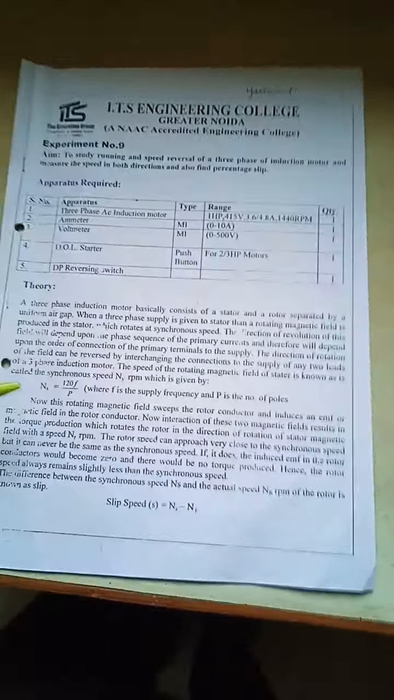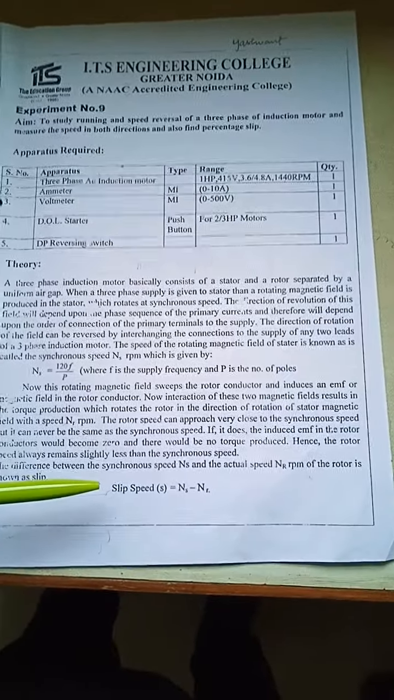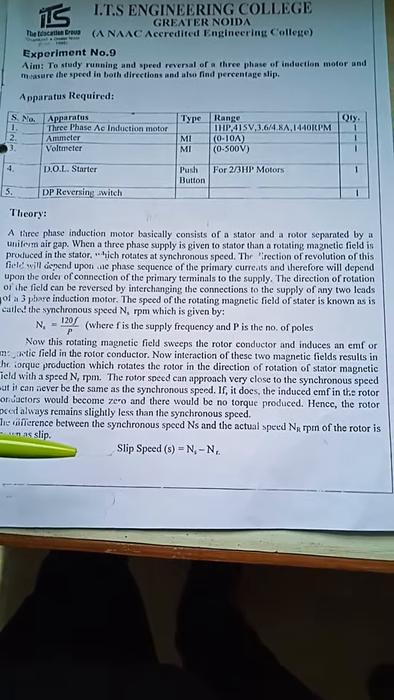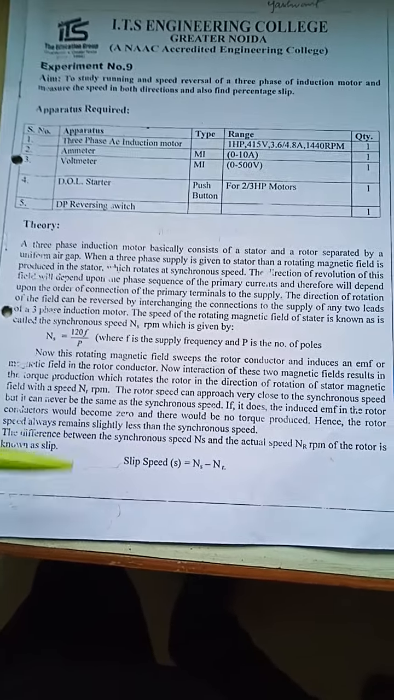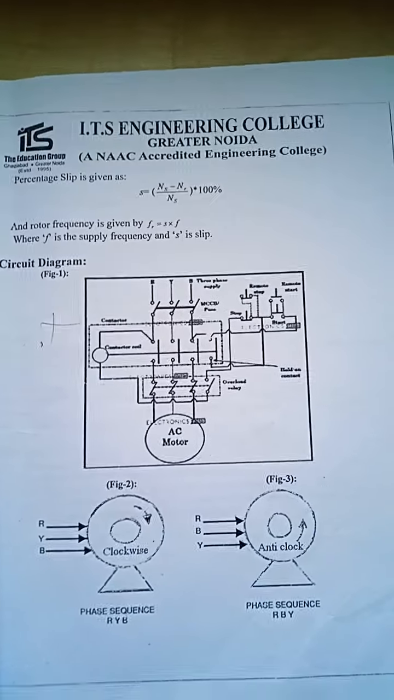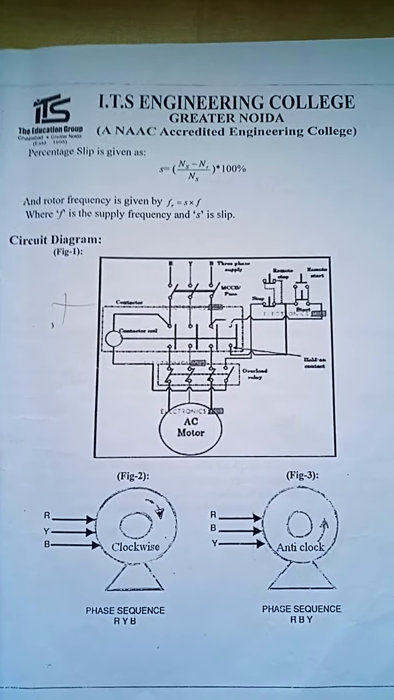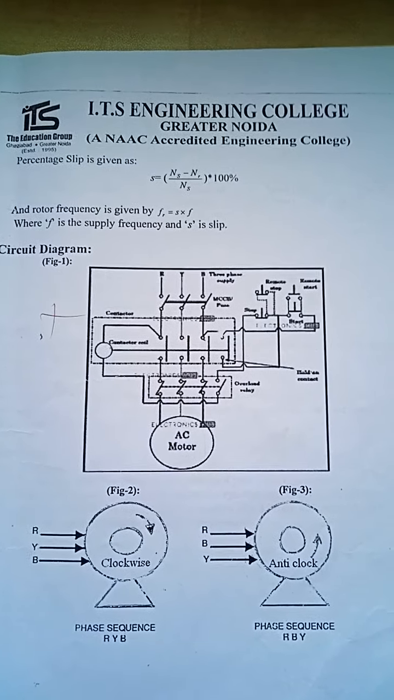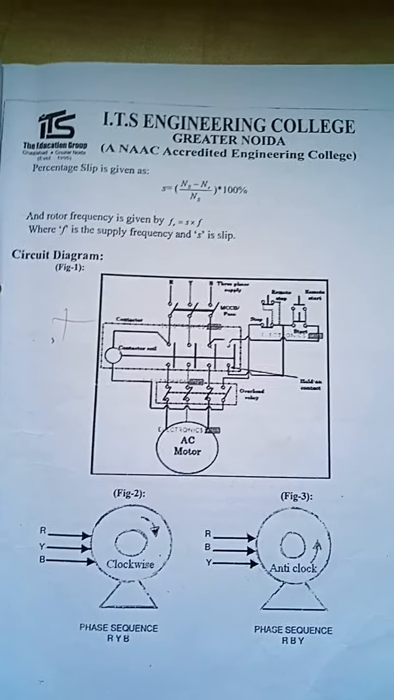Okay, so the next task is to find the slip. Slip, as you studied in your theory classes, is Ns minus Nr, where Ns is your synchronous speed and Nr is the speed of the rotor. Generally the slip is represented in terms of percentage, so we will divide it by Ns and multiply by 100 so that we can represent our slip in percentage.